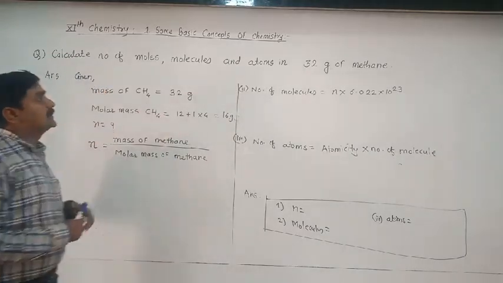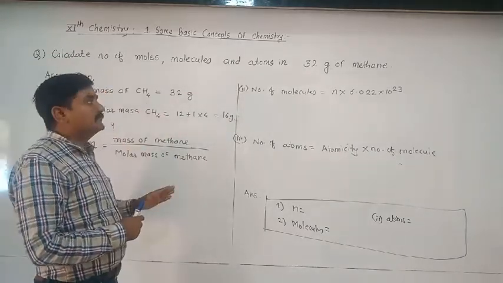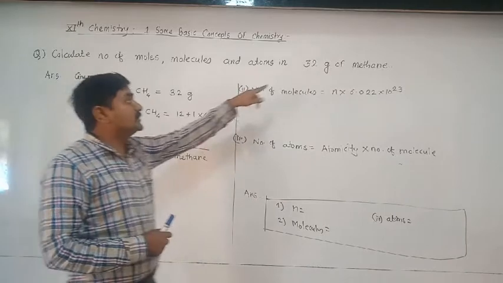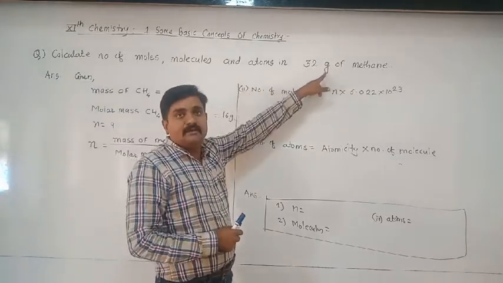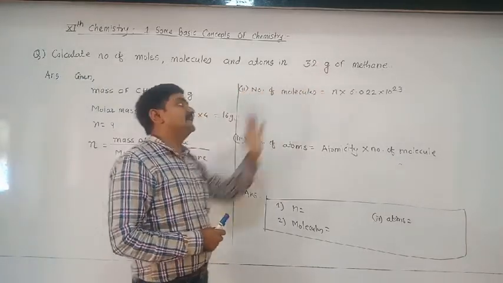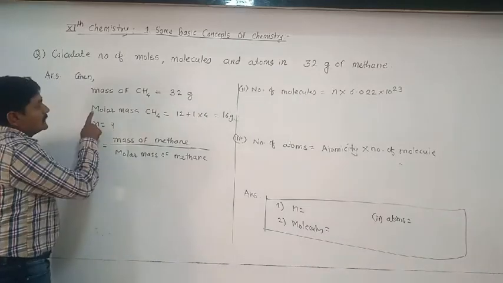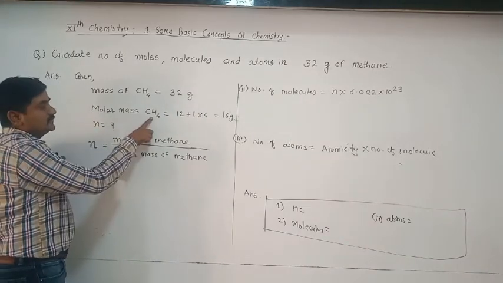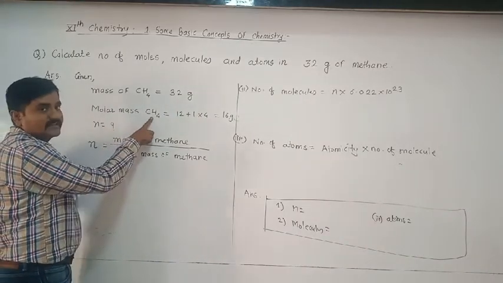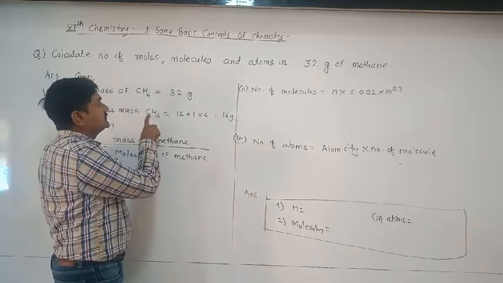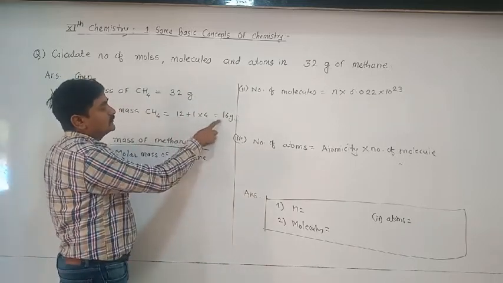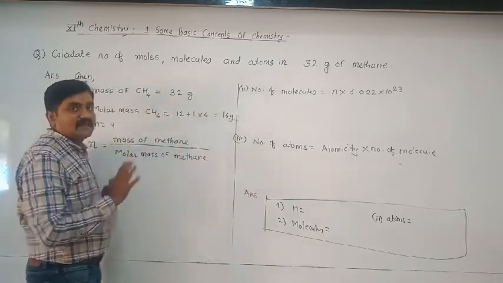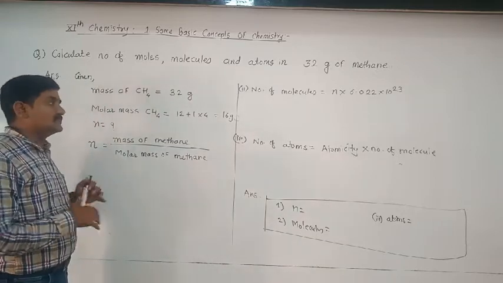Okay. Now, when you are solving any type of numerical, first see whether the given weight is in gram, kilogram or milligram. Now, how do I calculate molecular mass of methane? आता मी molecular mass of methane calculate करतो. कसं calculate करणार मी? Carbon 12, hydrogen 1 into 4 is equal to 16. So 16 gram is the molecular mass of methane.